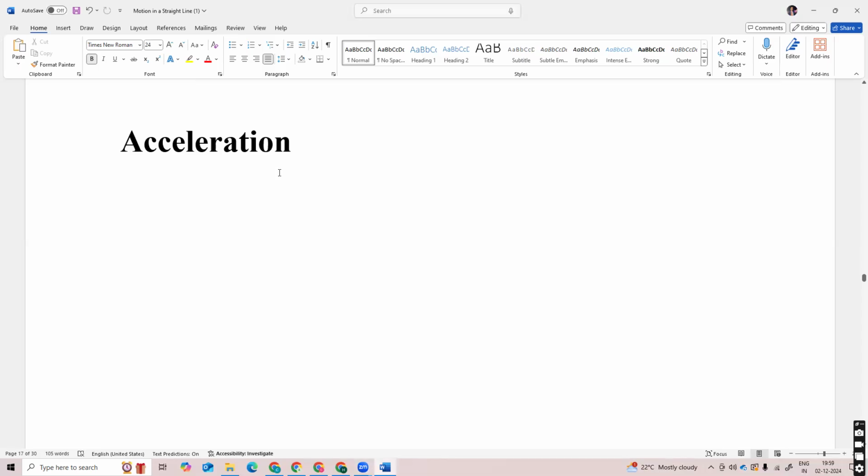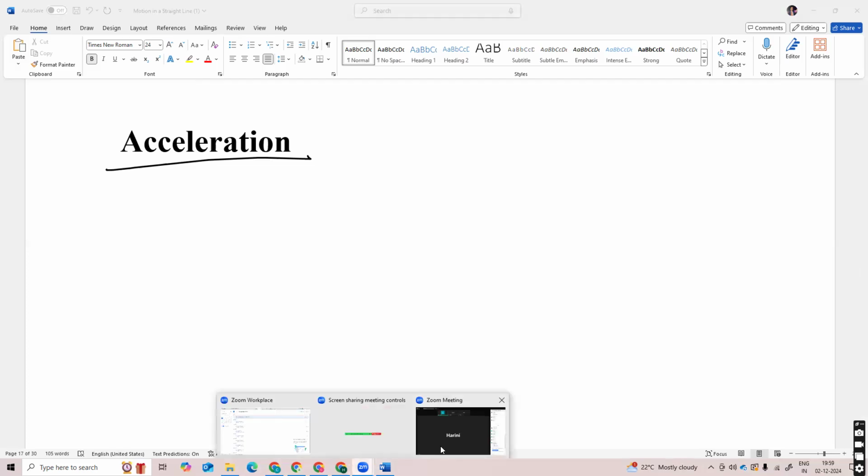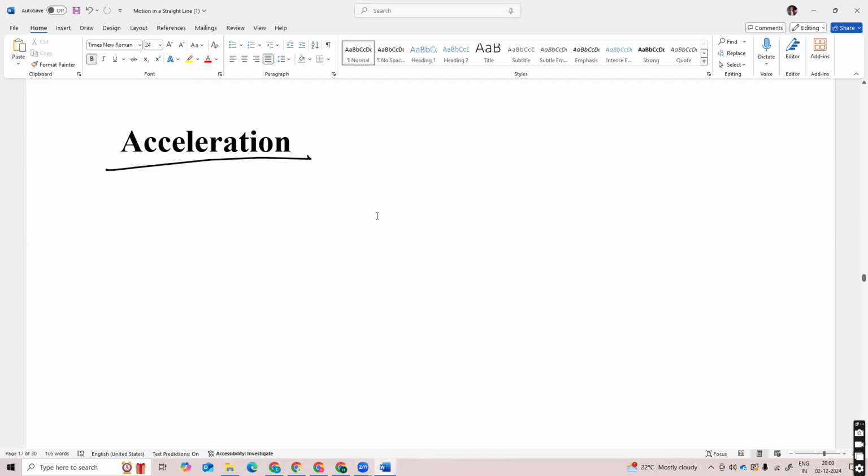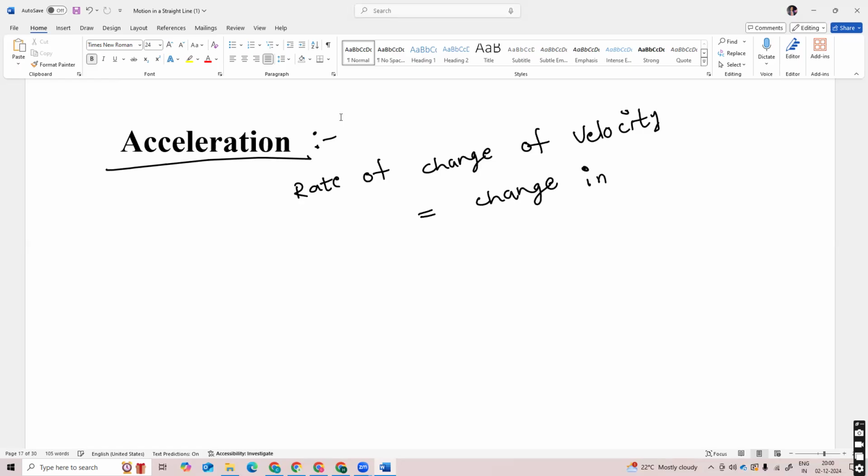Okay, let's move to the acceleration part. So acceleration is basically the rate of change of velocity. Or you can write it as change in velocity per unit time.